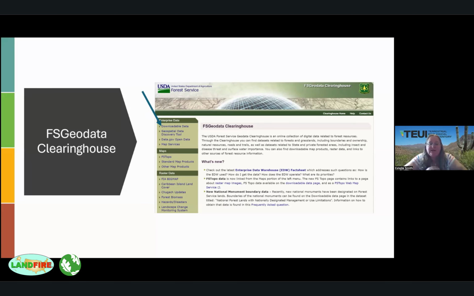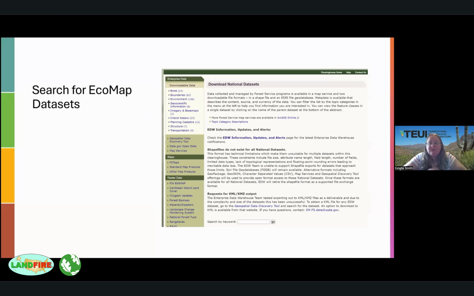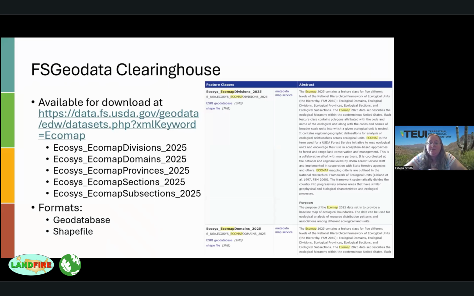So you're going to click that link. The next slide. And when you do, it's going to land on this page where you can search for the database. What we find most useful is to do the keyword search, and you're going to type in the word eco. And then when you hit the go button, so next slide, this will bring up what data we have for the EcoMap.